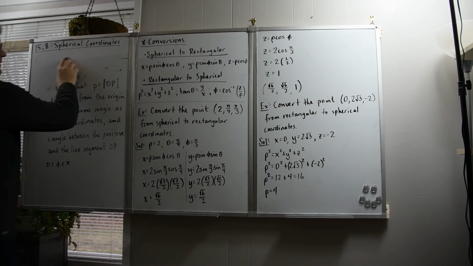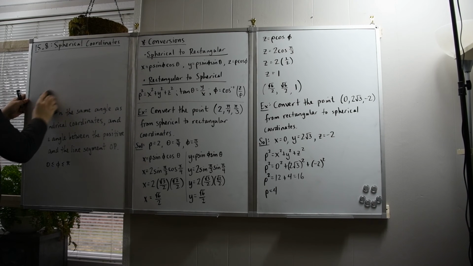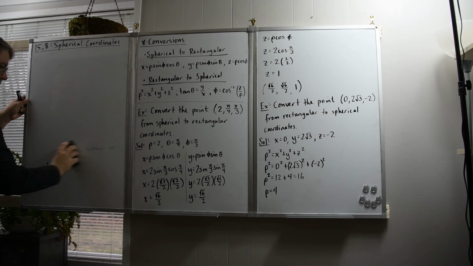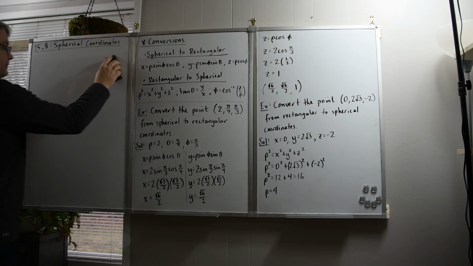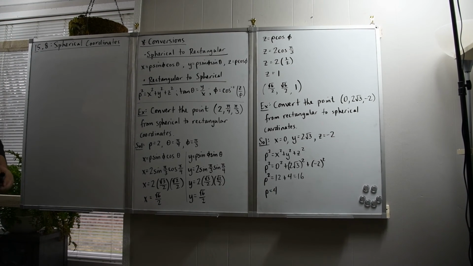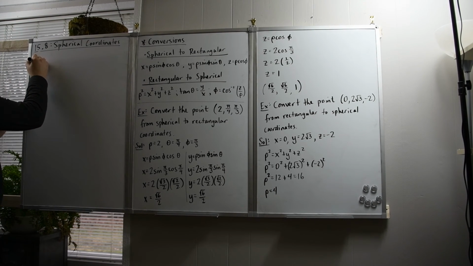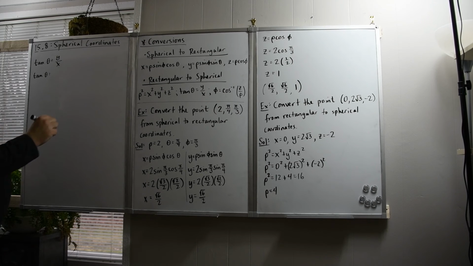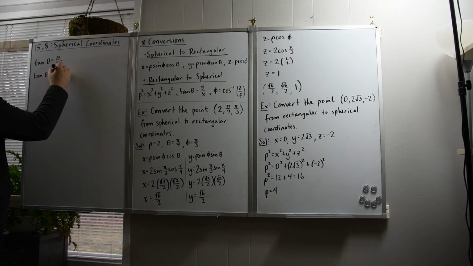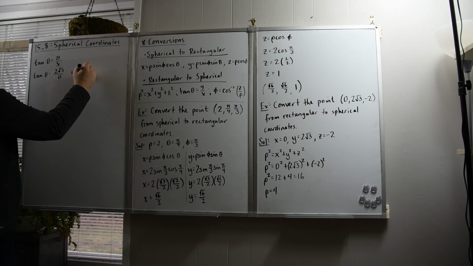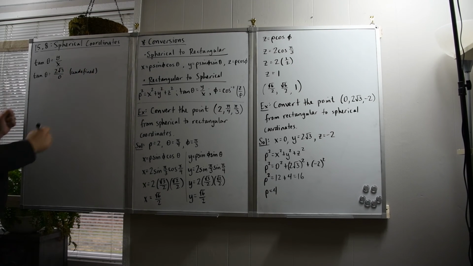Then we turn our attention to theta. So we would have tangent theta is y over x. But here we have y is 2 times square root of 3. And x is 0, so this is undefined. And so you might say, well, how are we going to figure out theta?